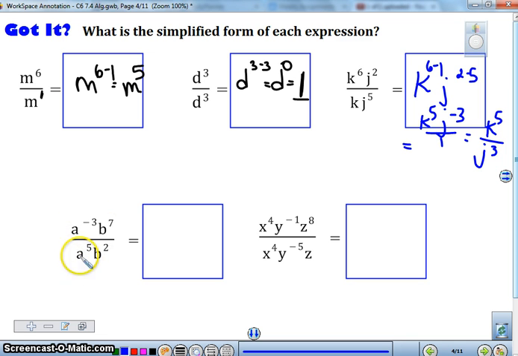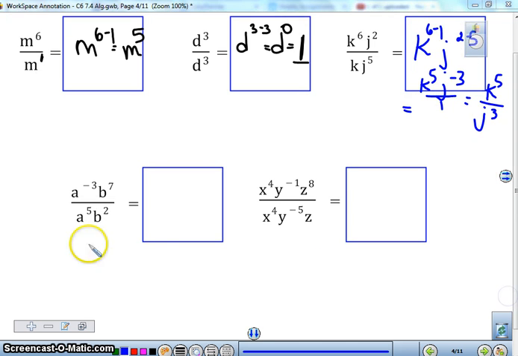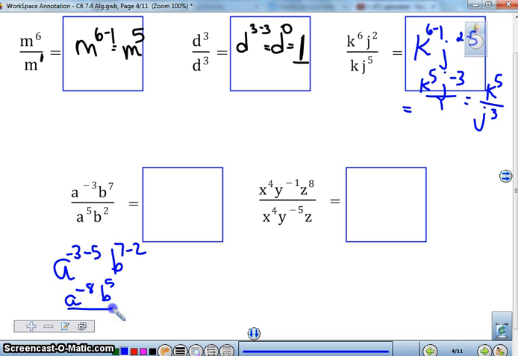Again, if we're looking at this next one, if it helps you to pause it, do so. I'm going to do the work for these just down below the problem because there's kind of a lot. Negative 3 minus 5. B to the 7 minus 2. We're going to end up with A to the negative 8, B to the 5th. Again, if it helps you, put it over 1. My final answer: the B is positive, so it stays in the numerator. The A was negative in the numerator, so it must move to the denominator to become a positive 8.